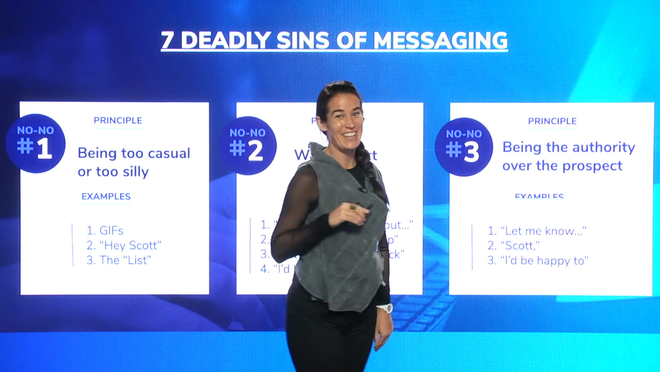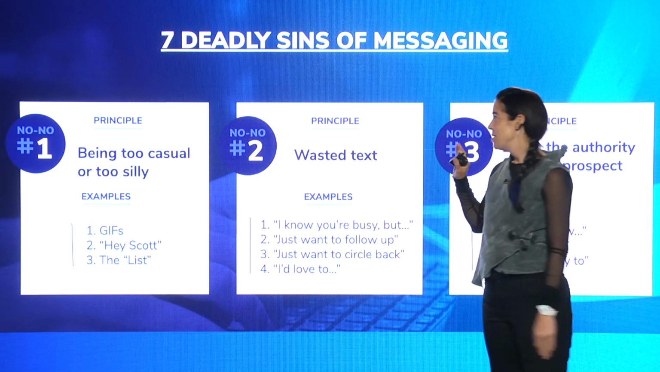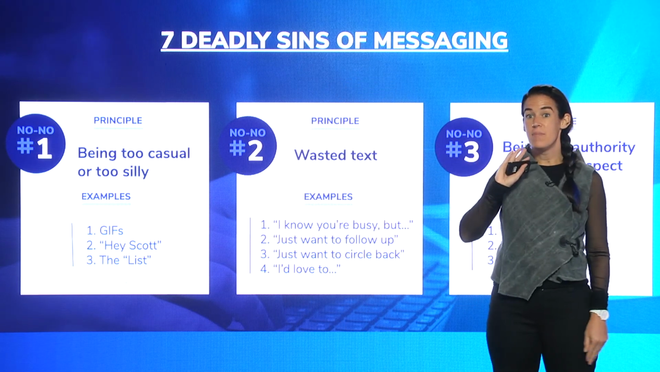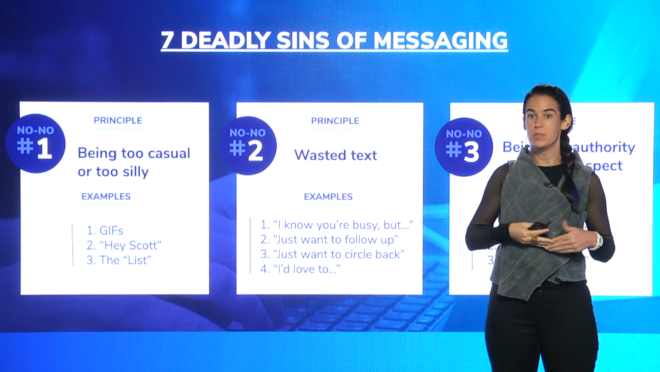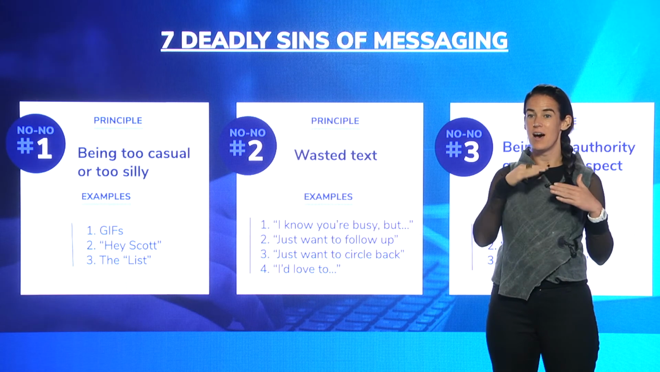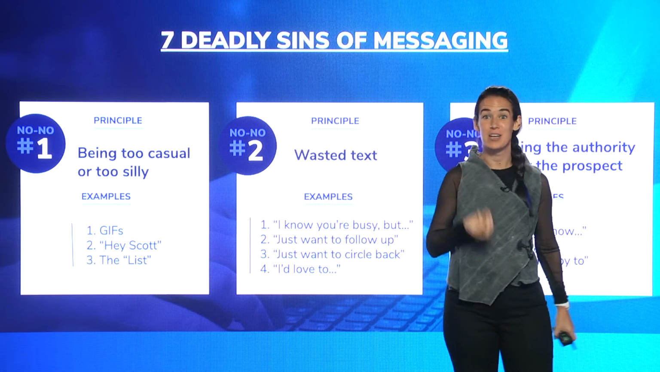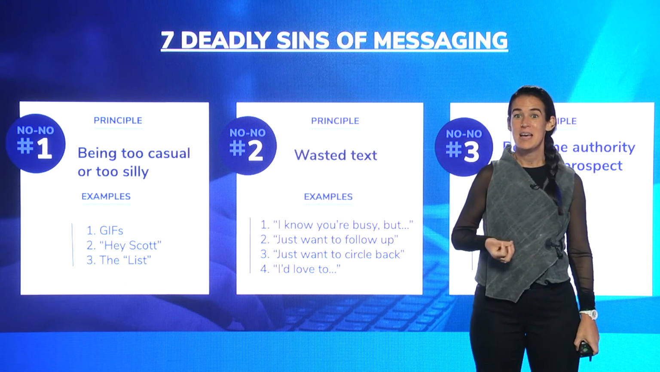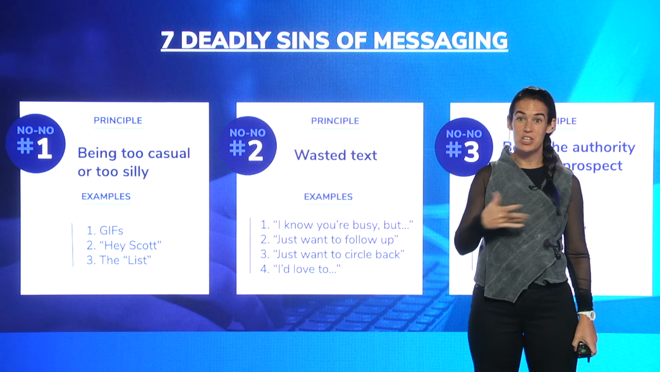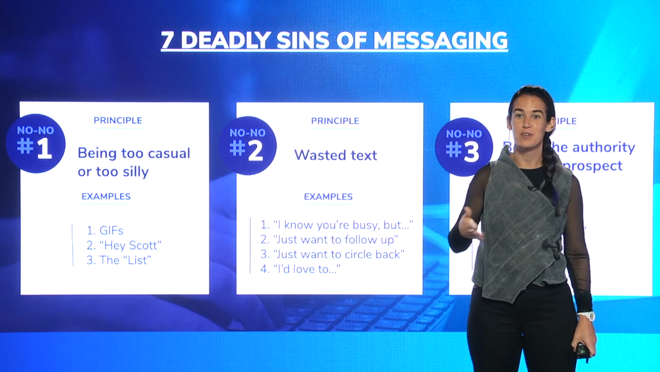So now we know the 7 pillars of attractive messaging. Let's talk about the 7 deadly sins. So number 1, these are the things that I have geared my reps away from doing in the past that has helped put them into a different stratosphere of messaging. Number 1, being too casual or too silly with your prospect. I'm an anti-GIF girl for anyone who's watching.